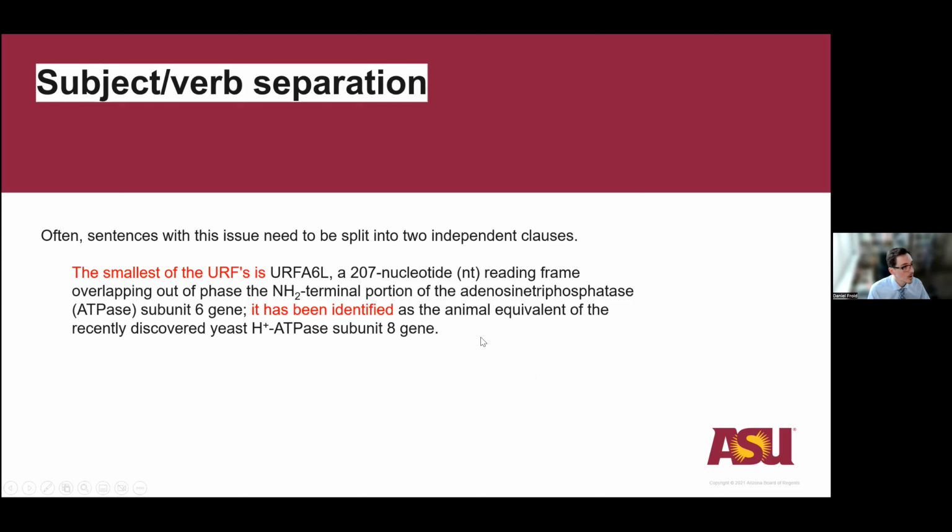So these sentences may not be as refined as they could be. However, now we have this: the smallest of the URFs is, and then we get an explanation for what that is, what it means, then a semicolon, and then a new subject. It has been identified as the animal equivalent of the recently discovered yeast gene. So it's helpful to try to keep subjects and verbs close together, because then readers can pretty quickly figure out what the sentence is intended to be about. If your subjects and verbs are very far apart, it makes the sentences difficult to wade through.